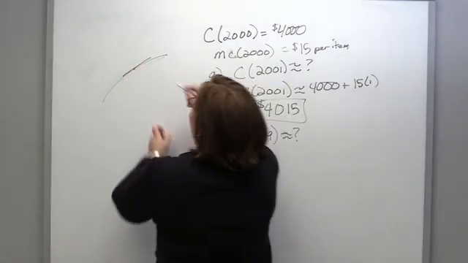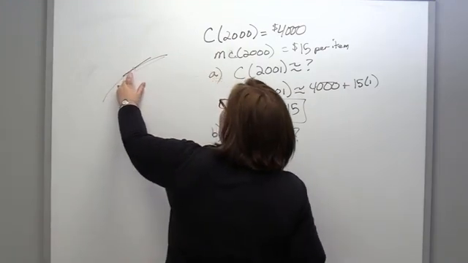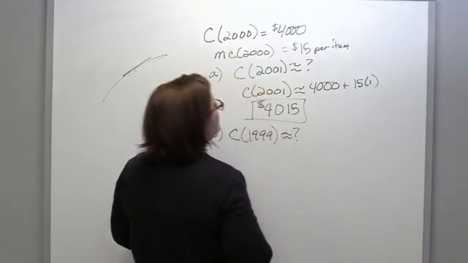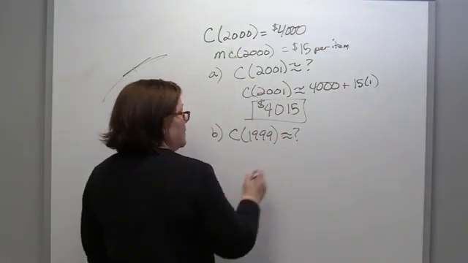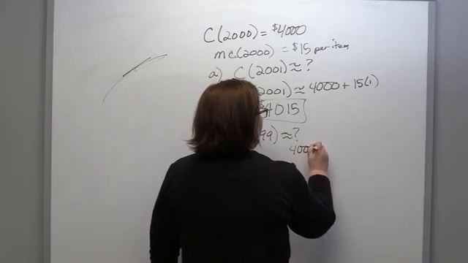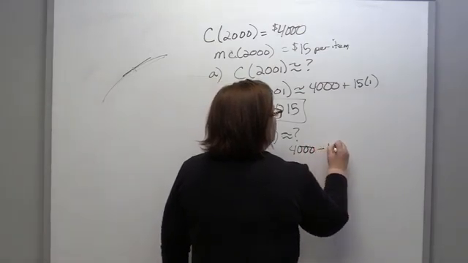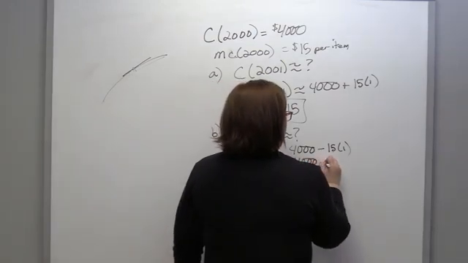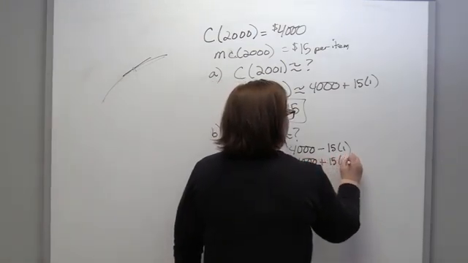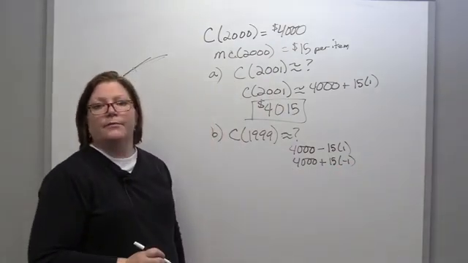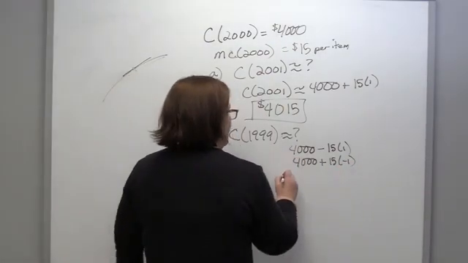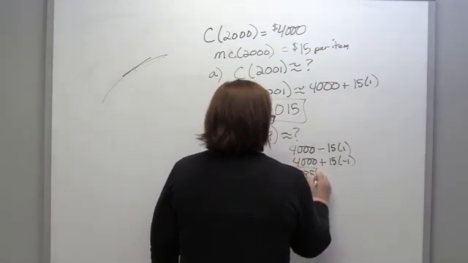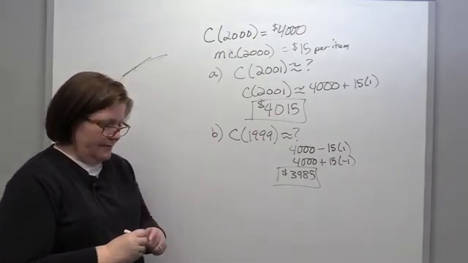And so right now, this is what we know about. We estimated 2,001. Now we're going to estimate 1,999. So we're going to look at 4,000 minus 15 times 1. Or you might write this as we're subtracting 1 from our original data point. Either way, we're going to get 3,985 is our estimate of the cost.